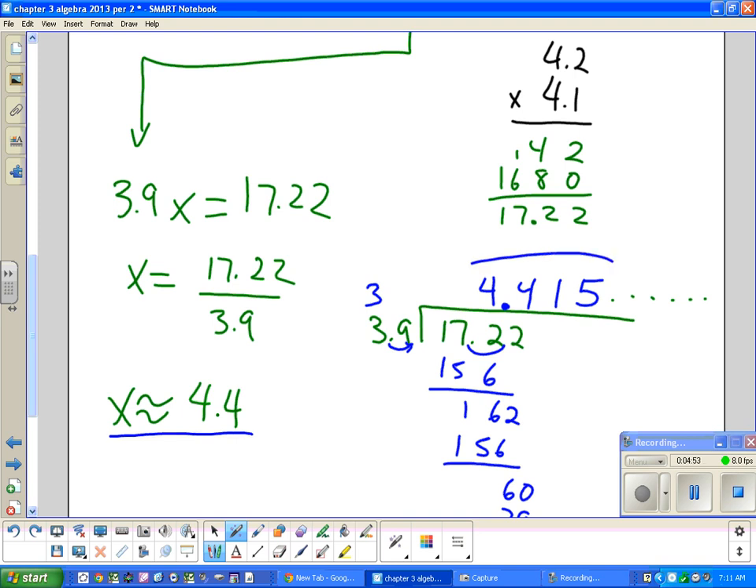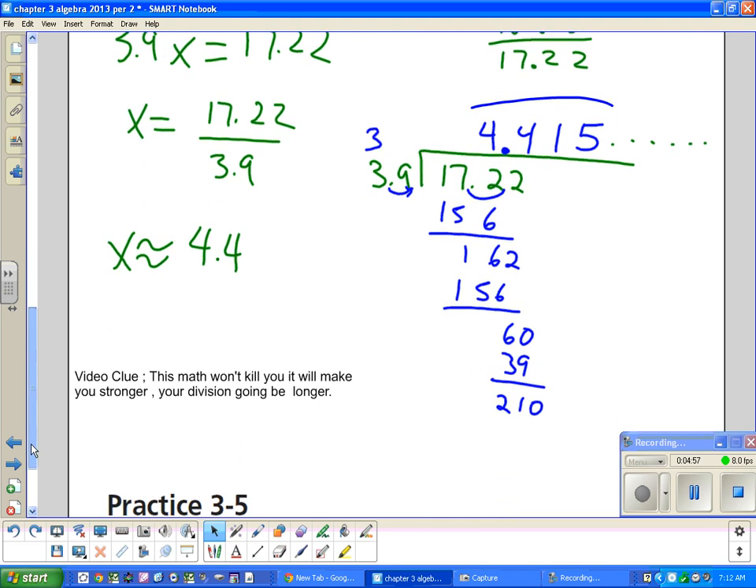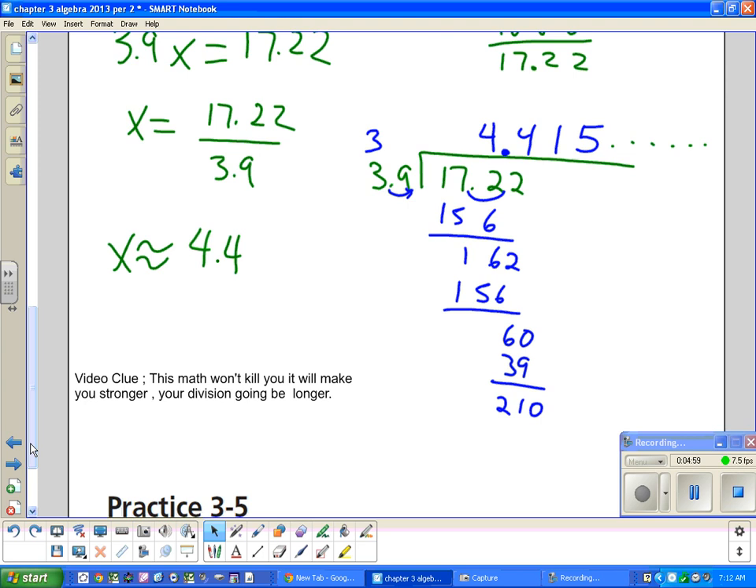Okay, so the clue to the video is now going to be presented, and the clue is: this math won't kill you, it will make you stronger. Your division's going to be longer.